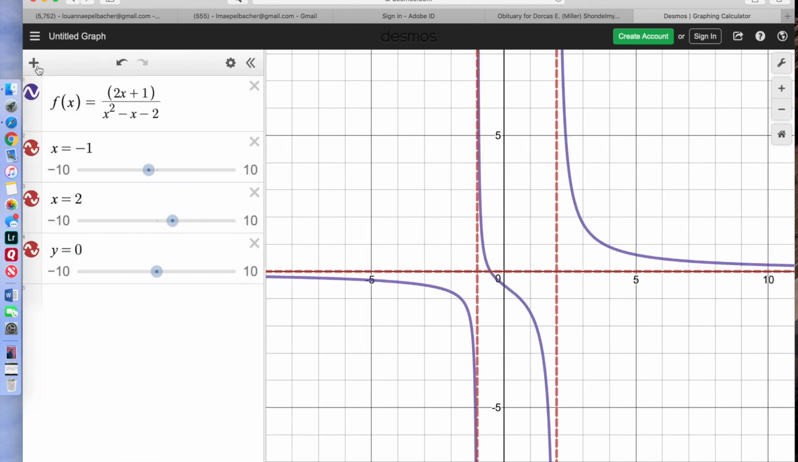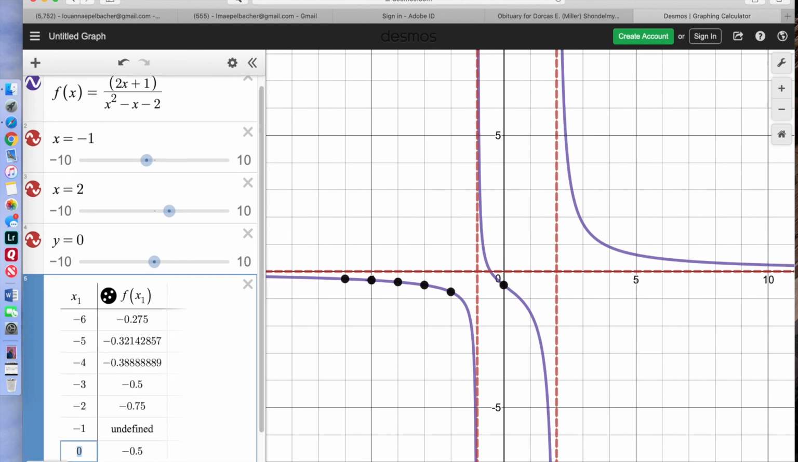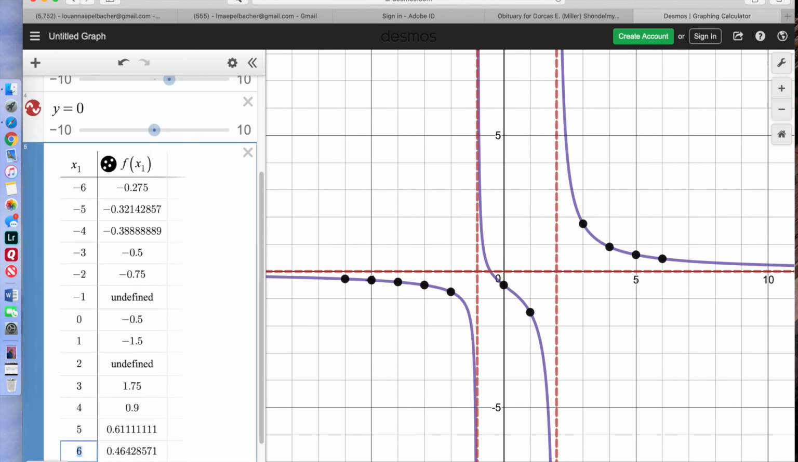Now I'm going to go back and make my table of values. So f of x, that's not right. Table of values, go to add item and then table and then change y1 to f of x1. And I got rid of the dot, and I don't know if that's going to impact the problem. Let's see. So I'm going to start at -6. It was good. -5, -4, -3, and I'm going to graph a bunch of these.